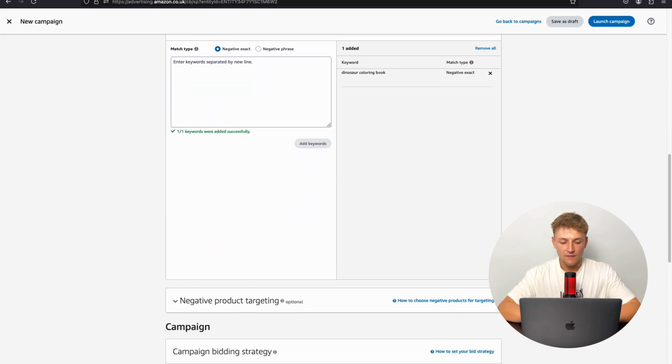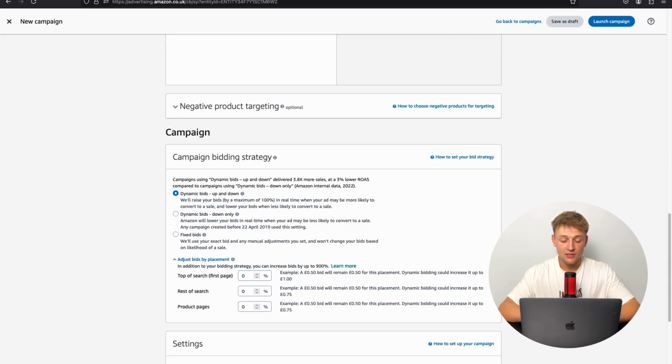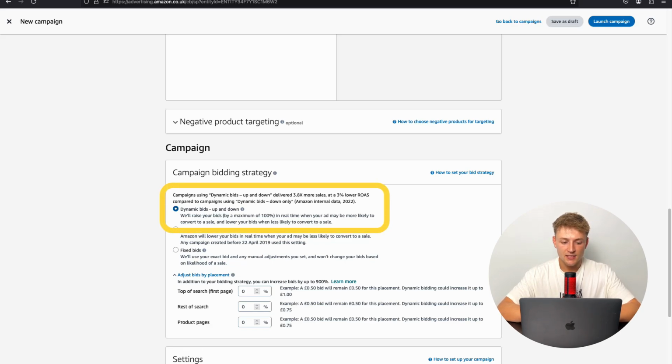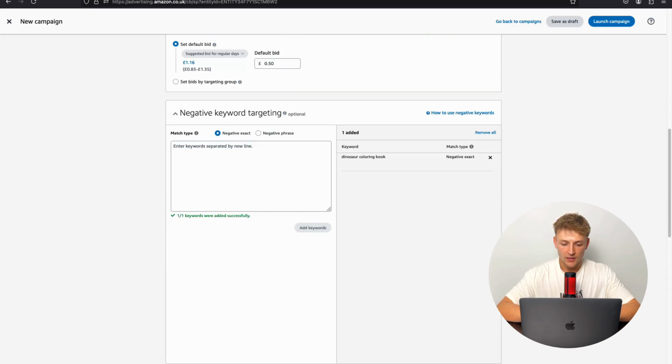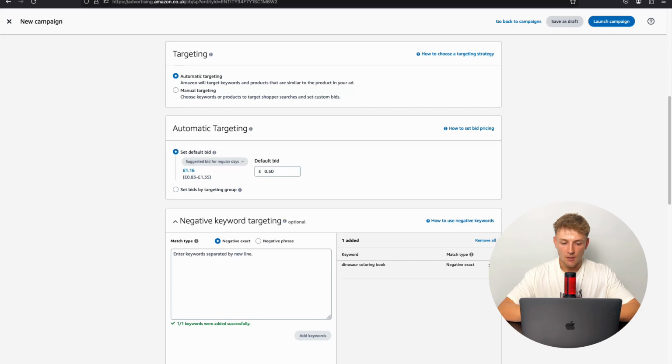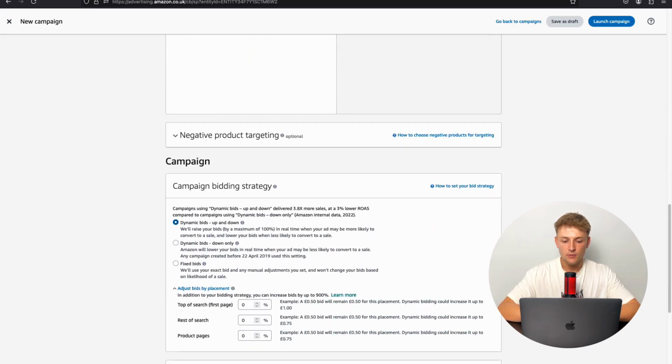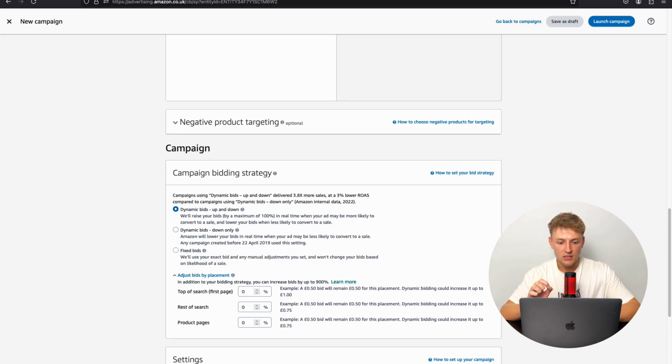So at the moment we've bid 50p for our book to be shown and potentially clicked on by someone on Amazon. You then have something called dynamic bids up and down. This says we will raise your bids by a maximum of 100% in real time when your ad may be more likely to convert to a sale, and lower your bids when it's less likely to convert to a sale. So we have our default bid of 50p. If we select dynamic bids up and down, Amazon is prepared to increase this by 100%, i.e. up to £1, when it thinks it's going to convert into a sale based off that customer's behavior, or it's going to make it a little bit lower if it's less likely to convert into a sale.